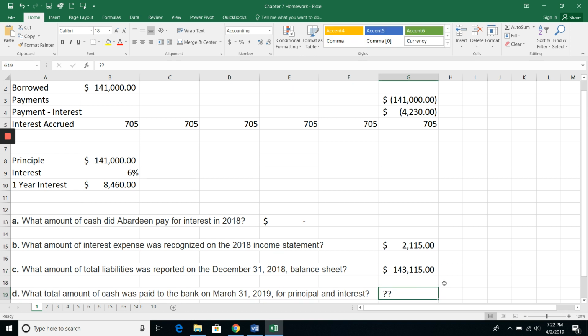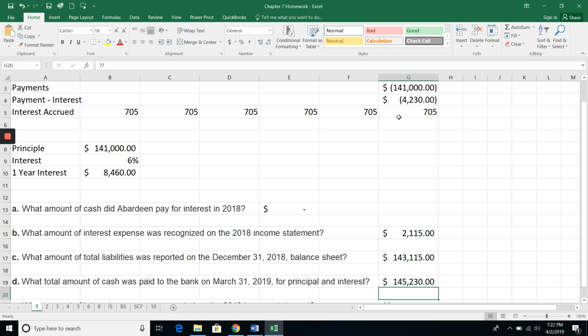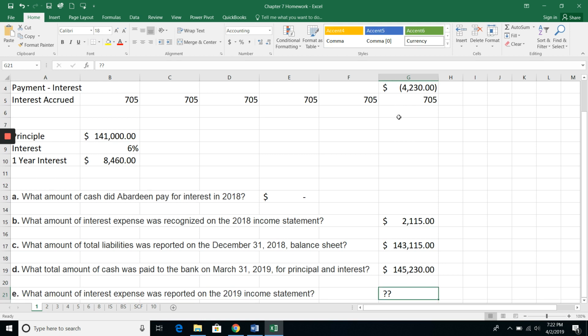What total amount of cash was paid to the bank on March 31, 2019 for principal and interest? Well, we've done the math already right here. We said that our total principal payment was going to be $141,000, as well as the interest for 6 months, or $4,230. That's going to be our total payment that we're going to need to make at the end of the loan term.